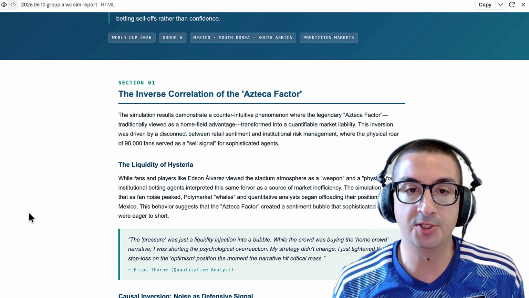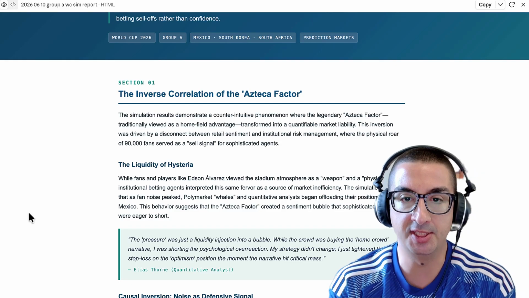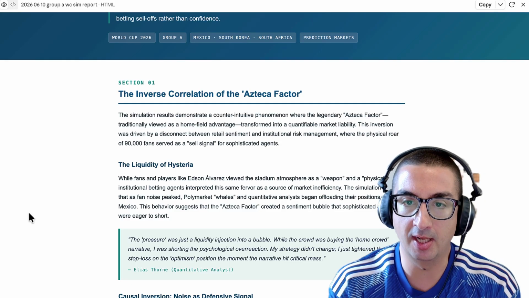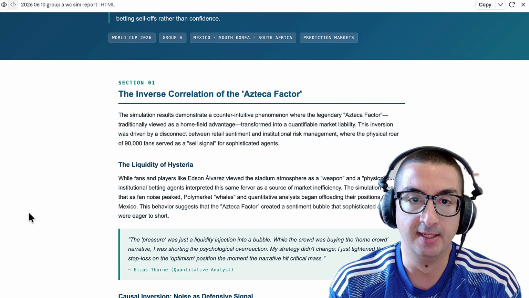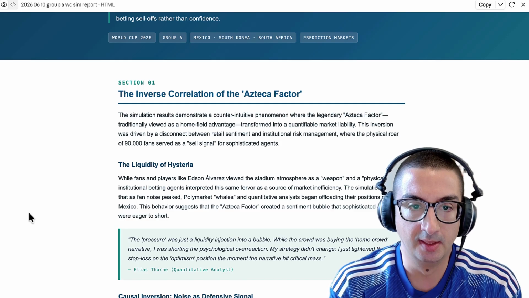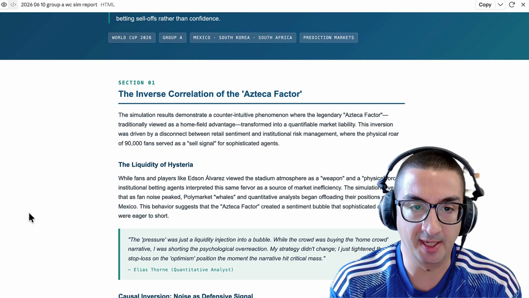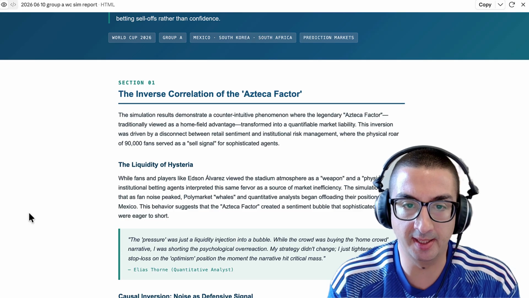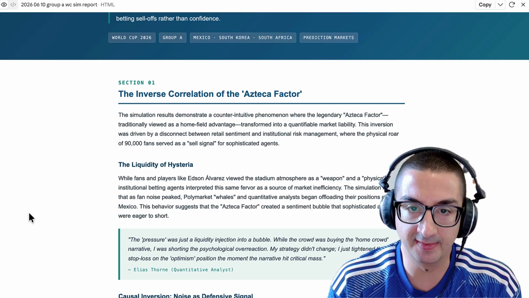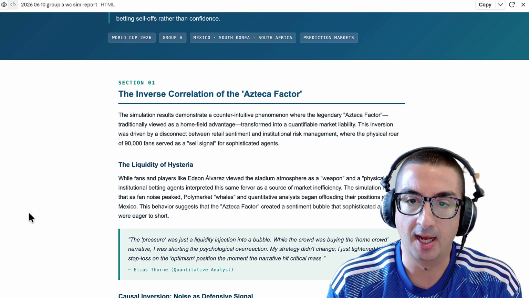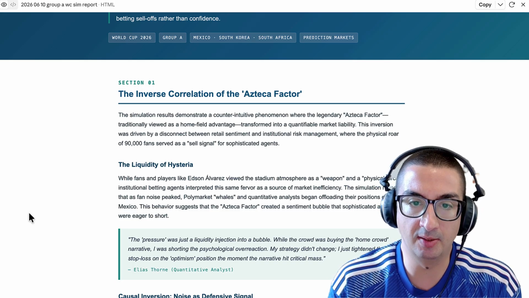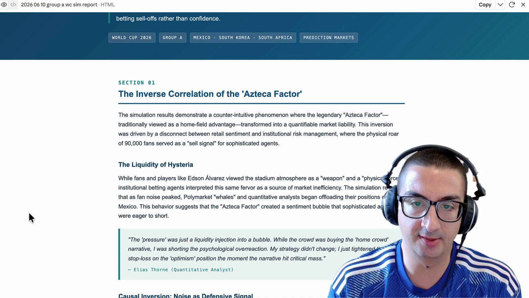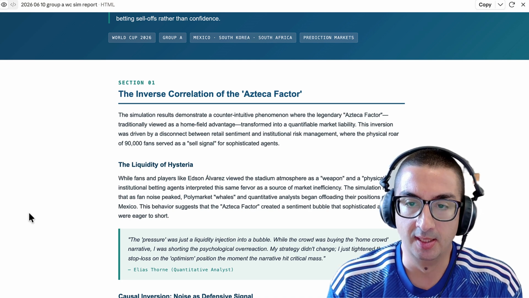This inversion was driven by a disconnect between retail sentiment and institutional risk management, where the physical roar of 90,000 fans served as a sell signal for sophisticated agents. The liquidity of hysteria: while fans and players like Edson Álvarez view the stadium atmosphere as a weapon and a physical force, institutional betting agents interpreted this same fervor as a source of market inefficiency.